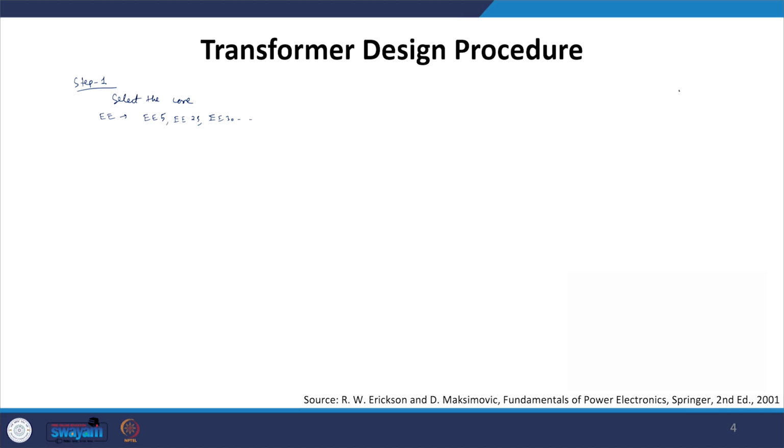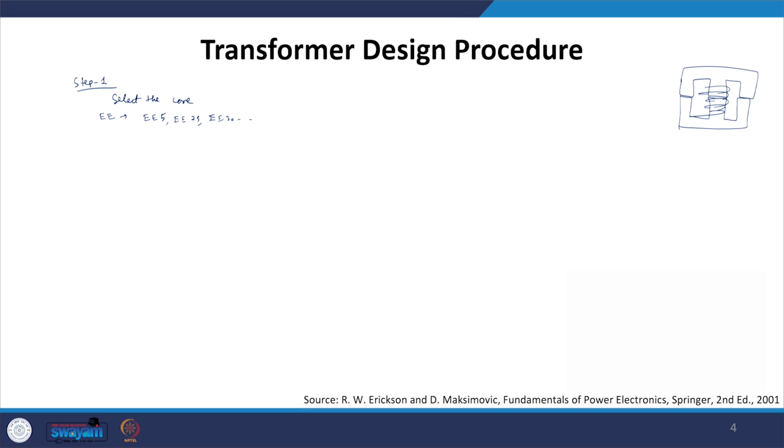Now EE core means what I am talking about is something like this. Two EE cores you can take and put them like this, and you can place them on a bobbin, and over that bobbin you can do the winding such that you will get the required transformer. So the first and foremost thing is to select the required core. What will be the size of the core, whether it is an E5 core, E25, E30. So it starts with, we have to select the core.